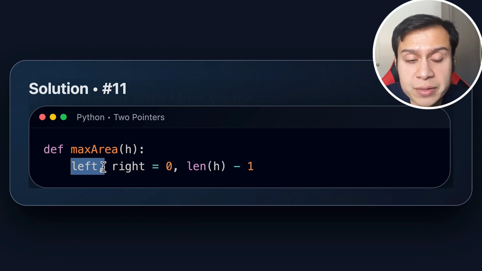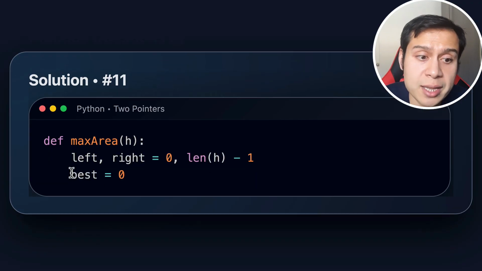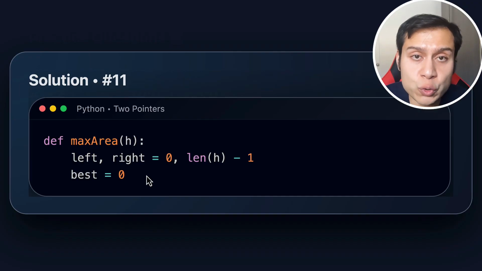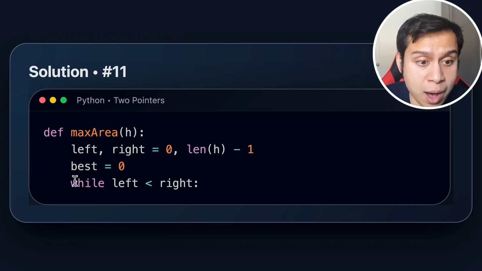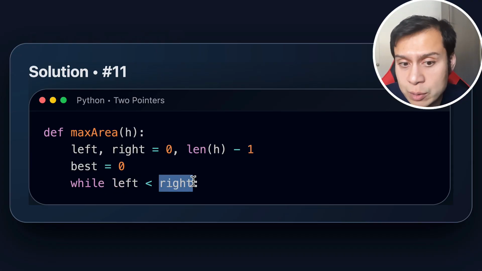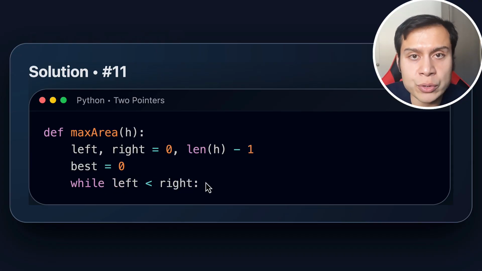So these are the left and right pointers. The next thing we're going to do is initialize the best variable, which is going to keep track of the best area that we're going to report at the end. We're going to initialize it to 0 first. And then we're going to move the two pointers from the left and the right. In order to do that, we're going to use the while loop. While the left pointer is less than the right pointer, that's our condition, and we're going to meet in the middle at some point.